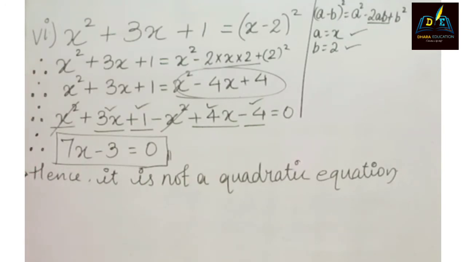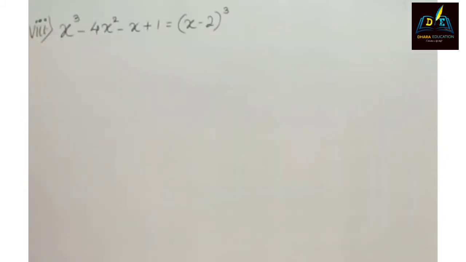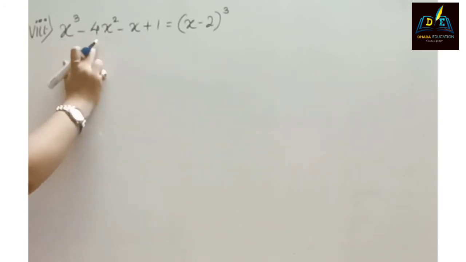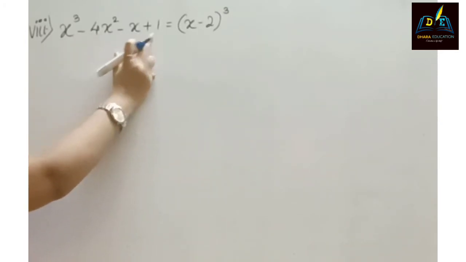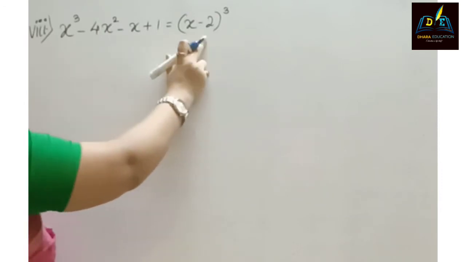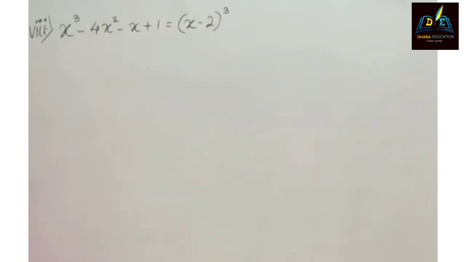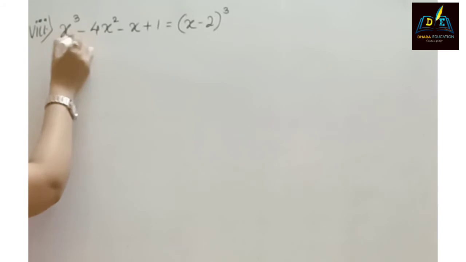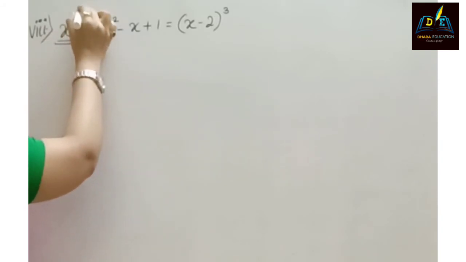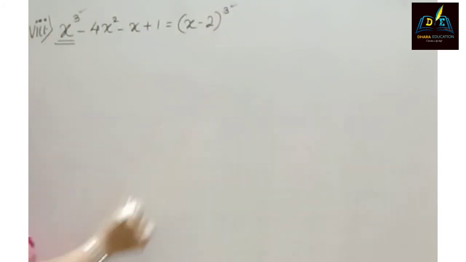This is very simple to understand, and you will like to solve more. Now this is the 8th sum, that is x cube minus 4x square minus x plus 1 is equal to x minus 2 the whole cube. In this sum, a cube is given over here, so we need to use the formula which we used in the previous sum of 7.